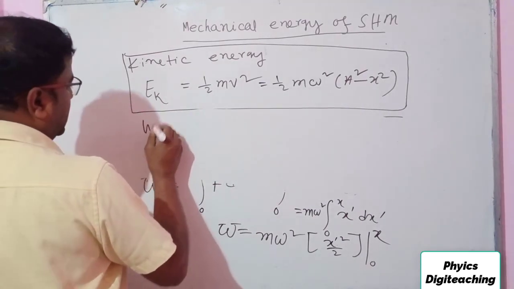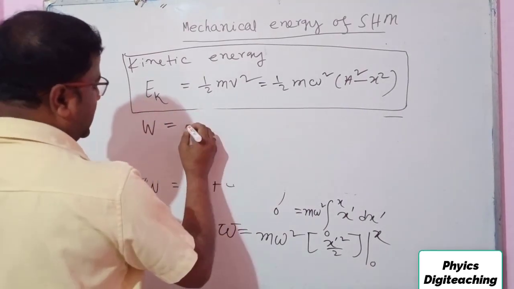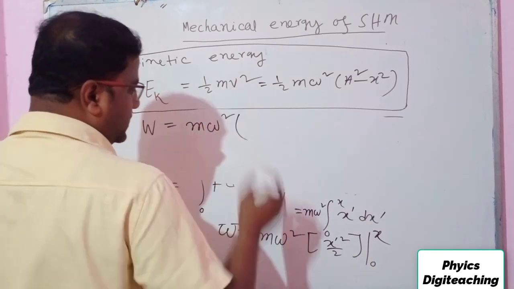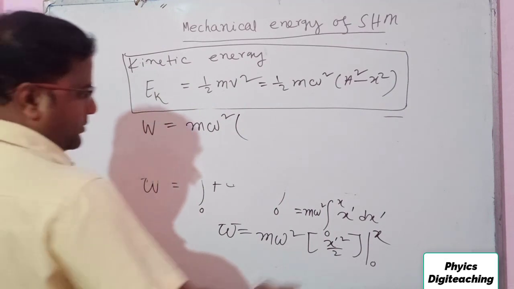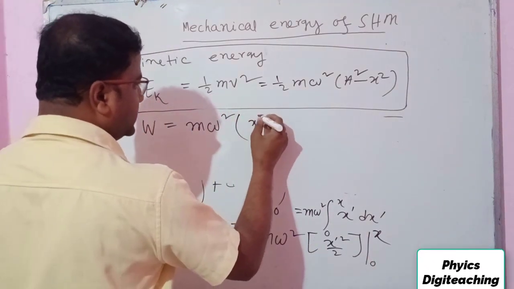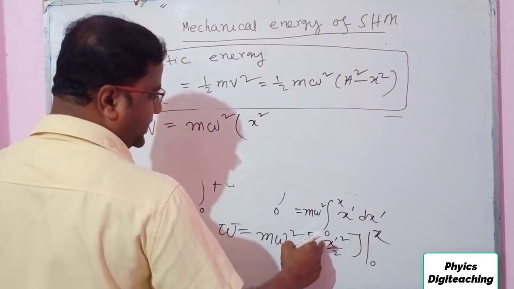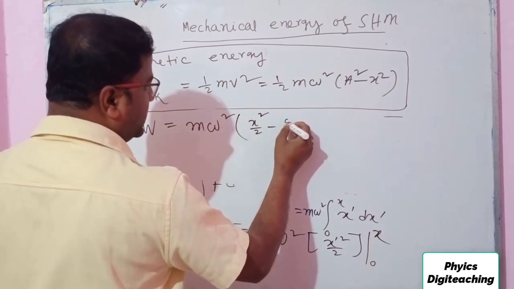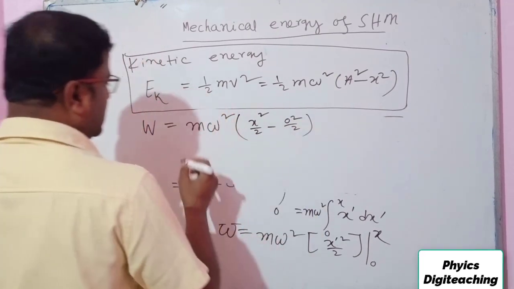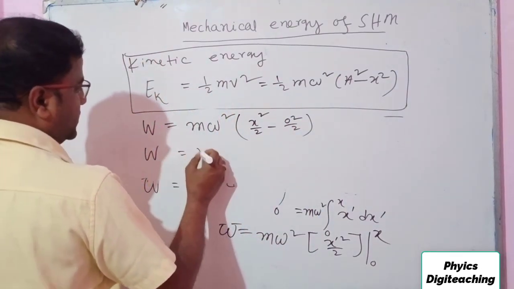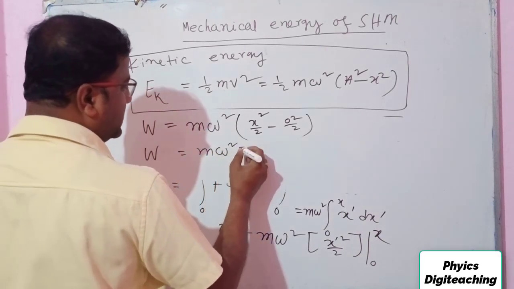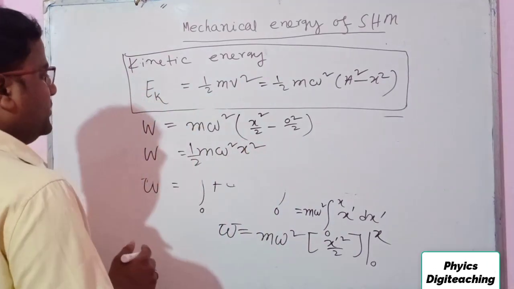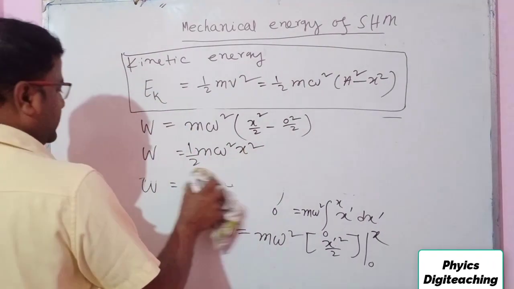Next, W equal to m omega square. I substitute the limit here: the upper limit of x dash is x, and the lower limit is 0. That is x square by 2 minus 0 square by 2, and W equals m omega square x square by 2, that is half m omega square x square.